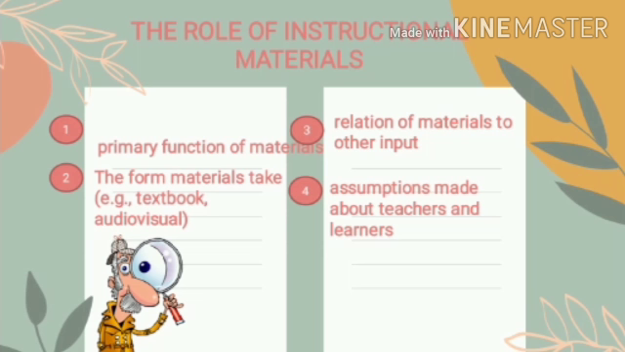And also, the second, the form of the material, for example, a textbook or audiovisual. It shows the form of the materials. It is from a textbook, audiovisual, computer software, and others. Okay, next, the relations of material to other input. It is the relations of material to other sources of input, for example, whether they serve as the major source of input or only as a minor component.